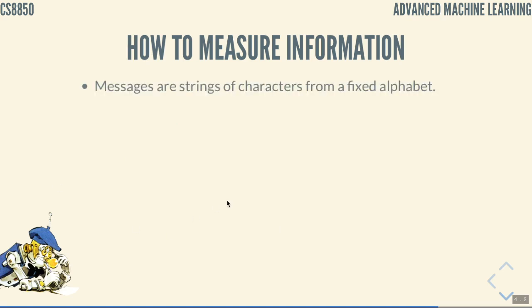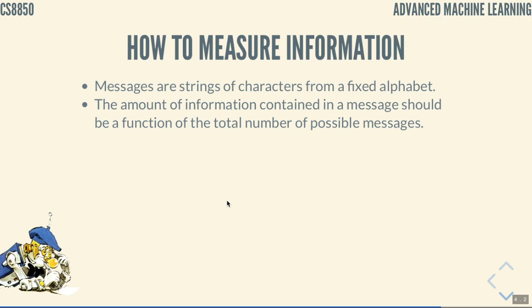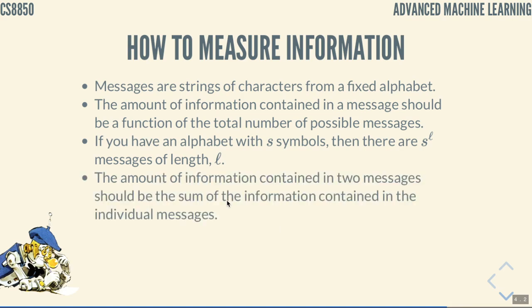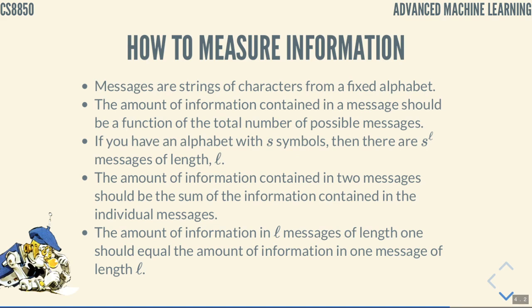So, messages are strings of characters from a fixed alphabet. That's important. The amount of information contained in a message should be a function of the total number of possible messages. And if you have an alphabet with S symbols, then there are S power L messages of length L. That's clear. Think about it. The amount of information contained in two messages should be the sum of the information contained in the individual messages. The amount of information in L messages of length 1 should equal the amount of information in one message of length L. That's clear, right?